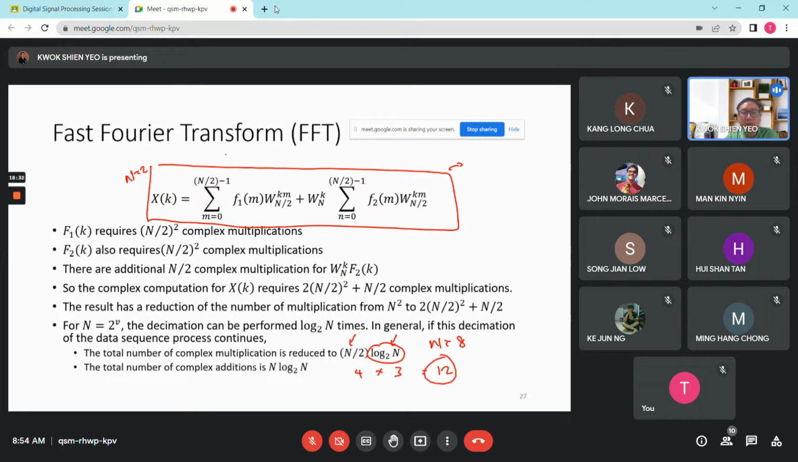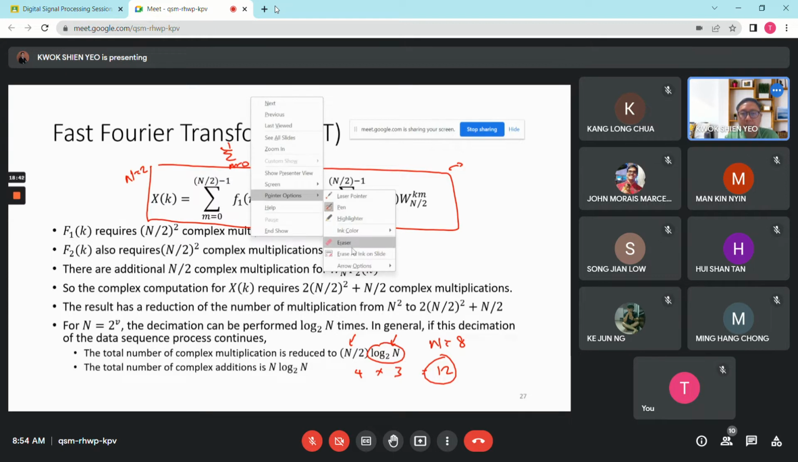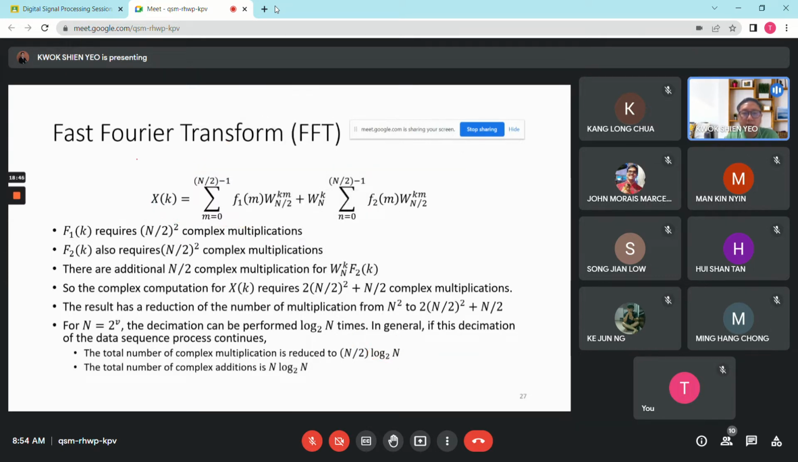So here you would get summation of m equals 0 until 1, because 2 divided by 2 minus 1 equals 0. Right. So if N equals 2, you need to find the 2-point DFT. So this summation will become summation of m equals 0 to 2 divided by 2 minus 1, which is 0. So the summation limit is from 0 to 0, meaning that you only have one item.